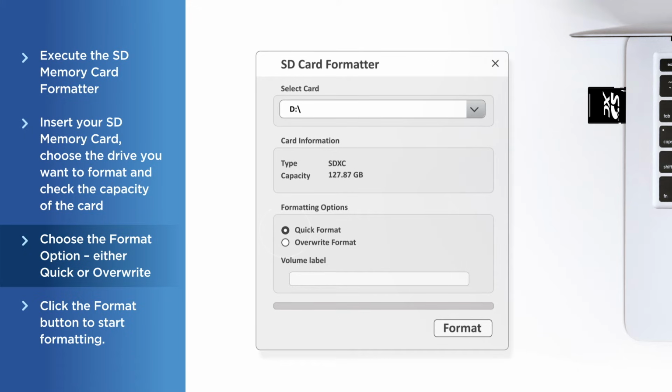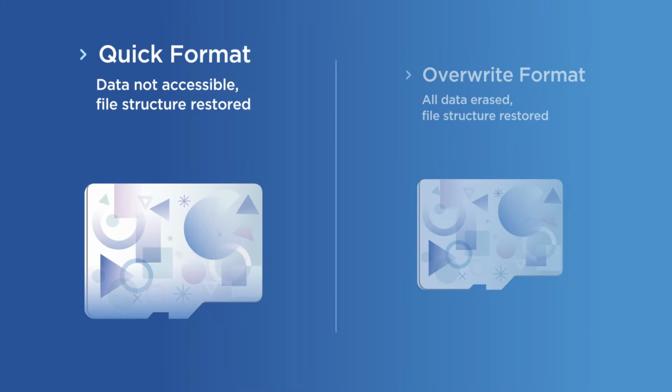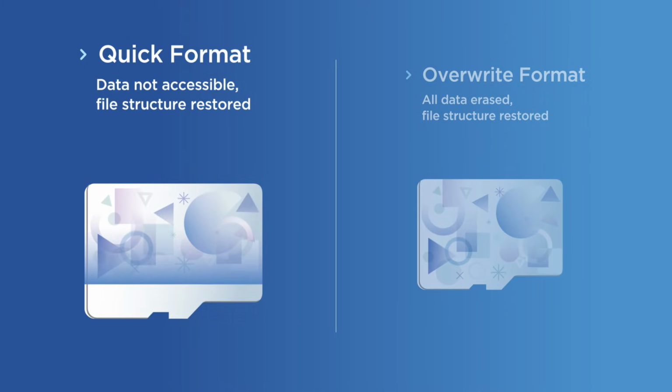Choose the format option, either quick or overwrite. Click the format button to start formatting. Quick format only restores file structures. It does not erase the data already stored on the card. So, data may be retrieved by using specific software available in the market.